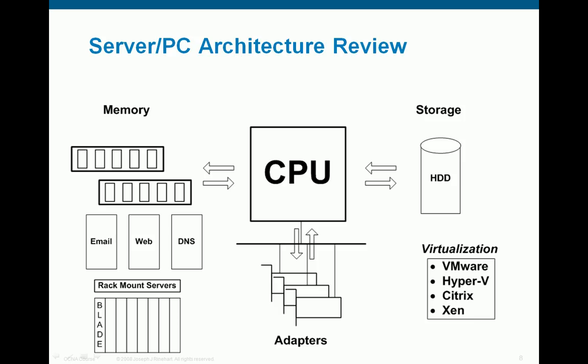Now enter into that virtualization, this idea of being able to take virtual instances of a server and actually place them on one physical device. And for virtualization, you have VMware, Hyper-V, which is Microsoft's version of the same, Citrix, and then Xen working with Linux. The idea is to be able to take the multiple servers and combine them into one. Email, web, and DNS can all exist on one physical box with 3 virtual instances.